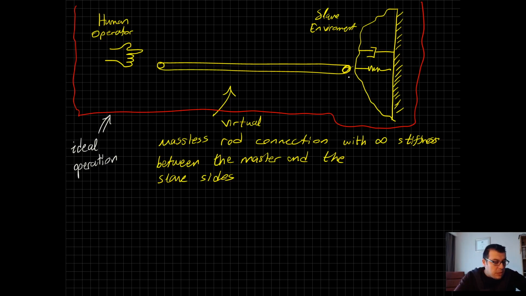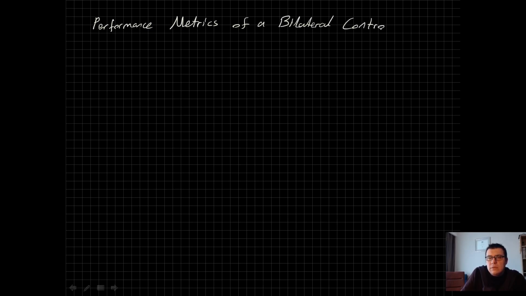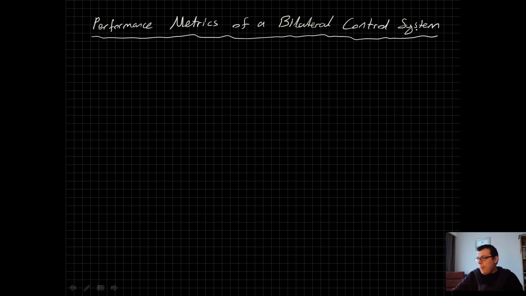Well, if we're talking about operation, what kind of metrics, okay, let me write here, performance metrics of a bilateral control system. Well, how can we evaluate the performance of a control system? So, if you're talking about a control system, above everything, what we want in the first priority is to have a stable system.